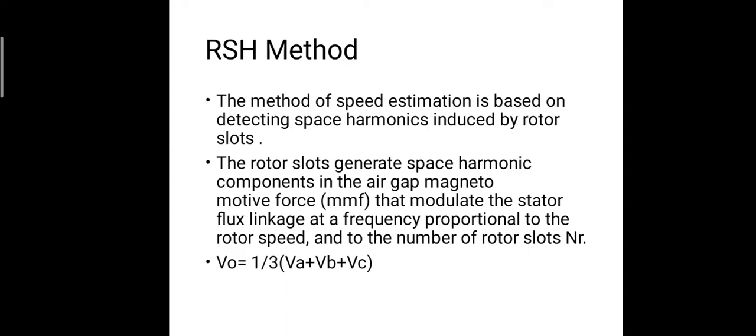Rotor slot harmonic method. In this method, speed is estimated by detecting the space harmonics induced by the rotor slots. The rotor slots produce harmonic components in the air gap magnetomotive force that modulate the stator flux linkage at a frequency that is proportional to rotor speed and number of rotor slots.